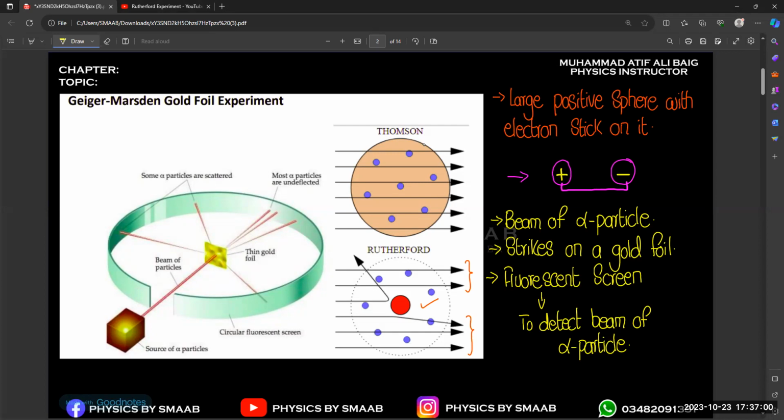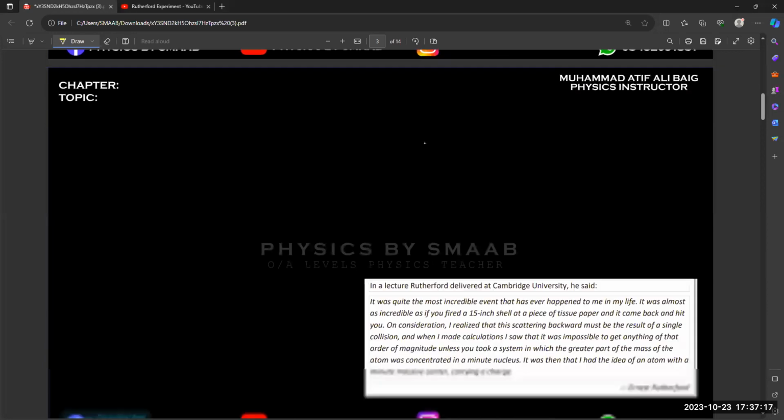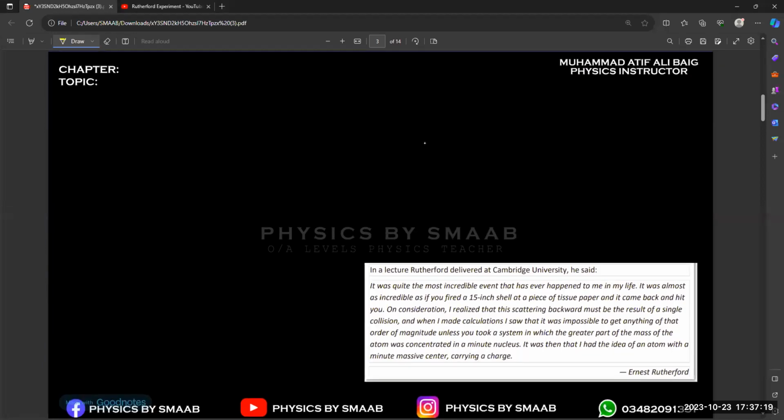Now, if we talk about the question that actually used to be asked in your exam related to the Rutherford experiment, that question is related to the concept. Okay, Mayer, do you get the idea of what a fluorescence screen is?